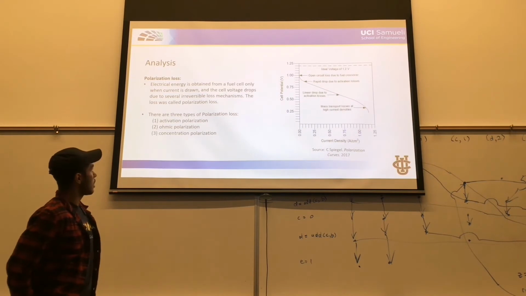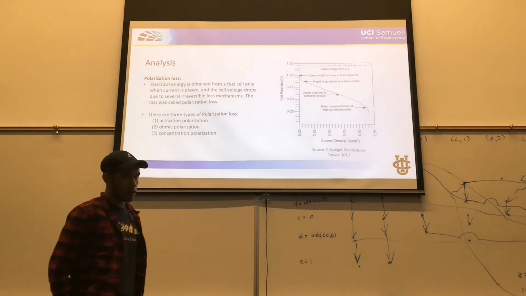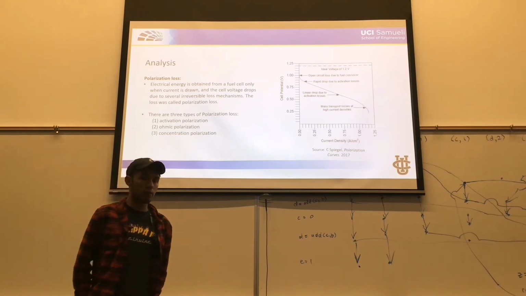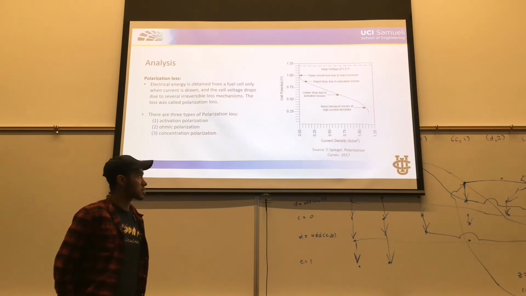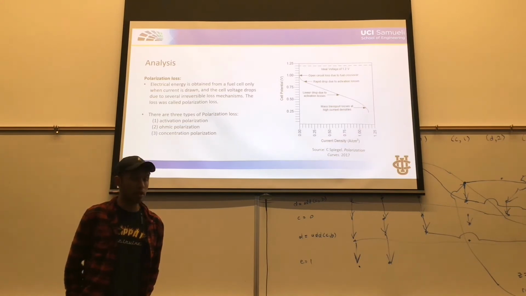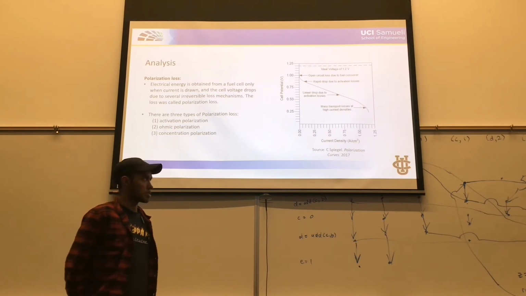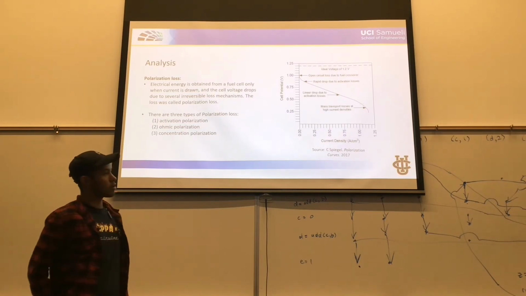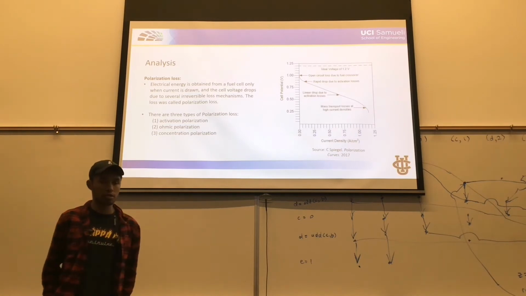And as you can see here, we have a polarization loss graph. In current fuel cells, there are three different ways where there is polarization loss. Polarization loss is basically that as the current density of a fuel cell increases, the cell voltage or cell potential decreases. The three ways of polarization loss are activation polarization, ohmic polarization, and concentration polarization.